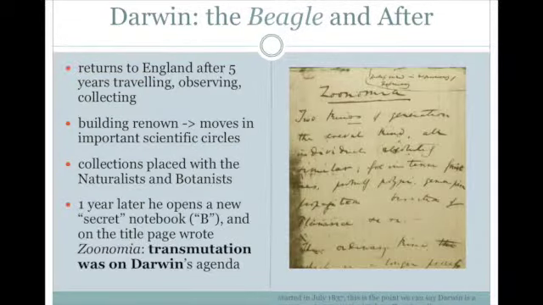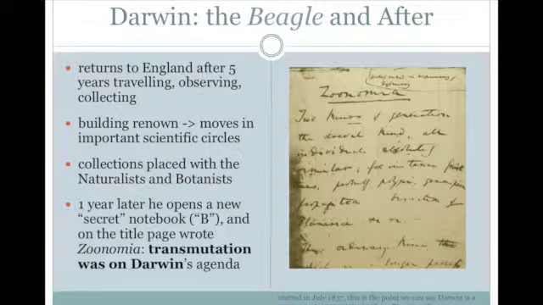1 year later, in 1837, after returning, he opens a new secret notebook where he's jotting down his ideas. There are an incredibly large number of notebooks and notes that you can find online. He opens a secret notebook, and on the title page he writes Zoonomia. Transmutation was on Darwin's agenda. Well, how do we know that transmutation was on Darwin's agenda? Just by the title, Zoonomia.